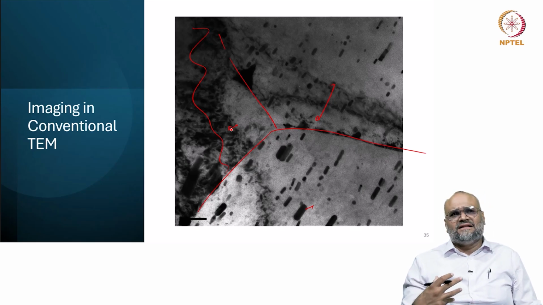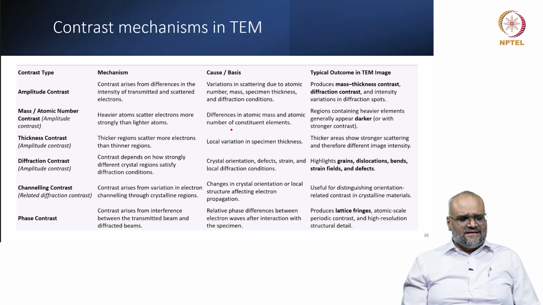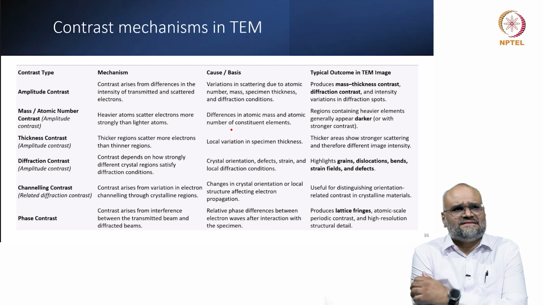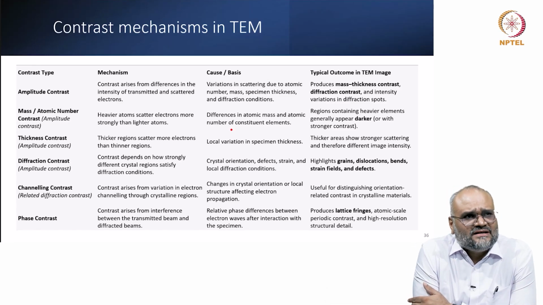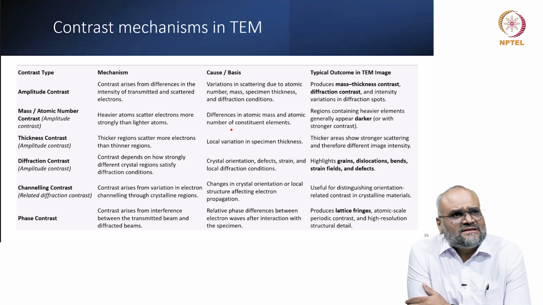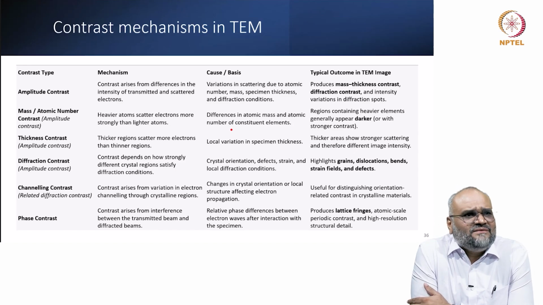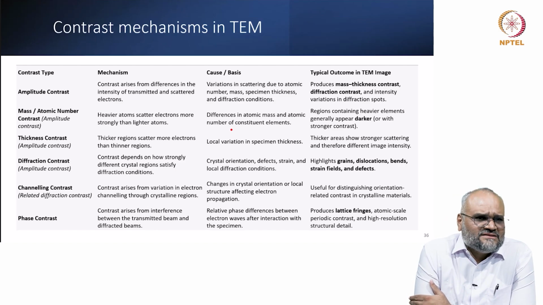If I try to understand the contrast mechanisms in TEM, we have summarized them with these kind of details. Primarily, you have either the amplitude contrast or the phase contrast. In amplitude contrast, again, you have the mass or atomic number contrast. Then we had the thickness contrast. You have the diffraction contrast, and then you have the channeling contrast, which is also related to the diffraction contrast.